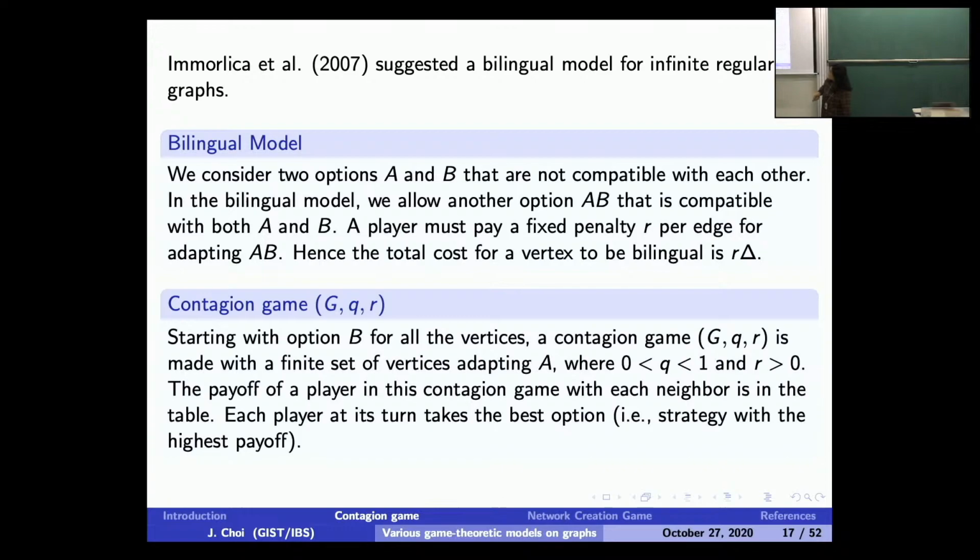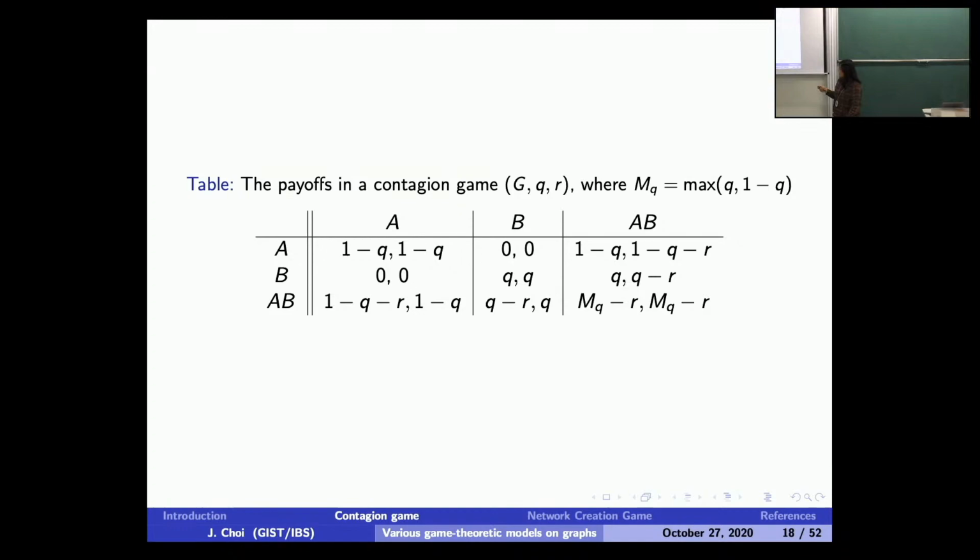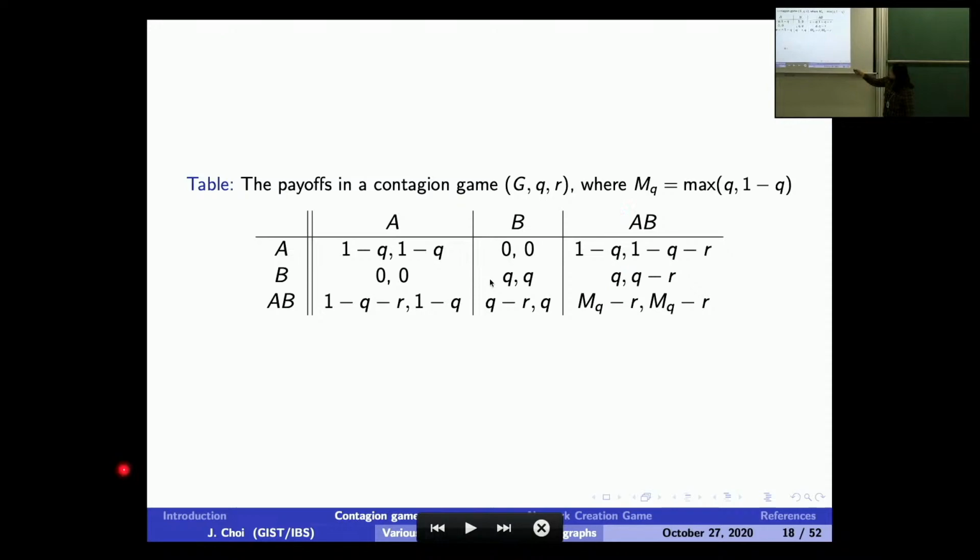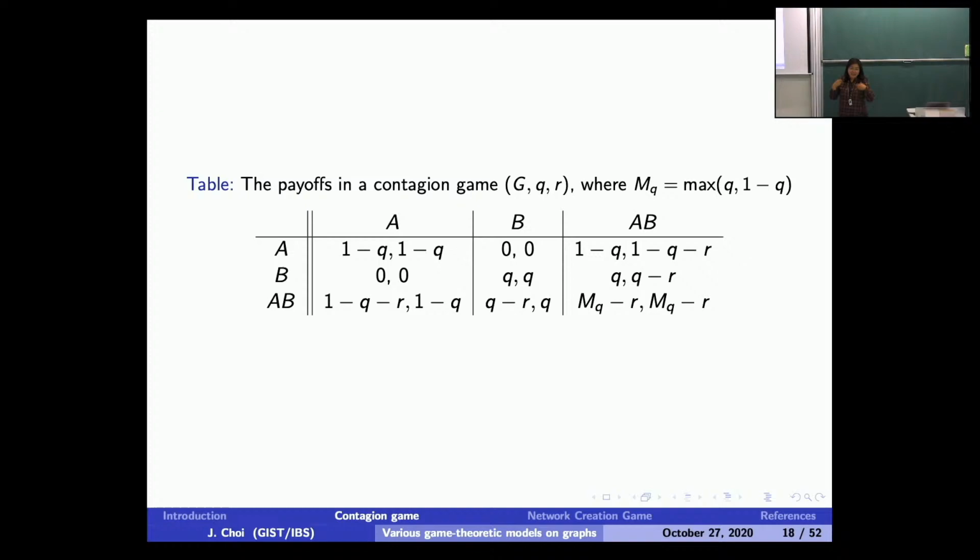now the payoff matrix becomes 3x3. And we add one more line each. And you see the first 2x2 part is the same as before. In this bilingual option case, if B speaks with AB, then AB can speak with B only. AB cannot take 1 minus Q because they do not speak with A, right? On the other hand, if AB speaks with A, then we'll speak with A. So that's the payoff from taking this option A, but it must pay some penalty. So it's like 1 minus Q minus R.